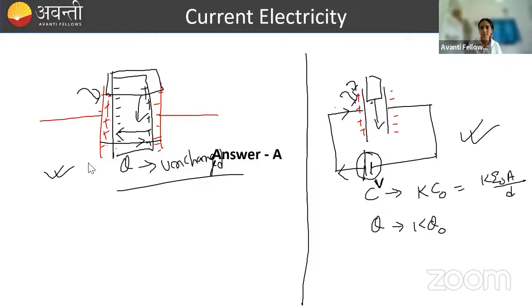But here you can see this is connected to the battery. All the voltage will drop on the capacitor. So every time voltage drop across the capacitor will remain V. Okay? So it will remain your what?